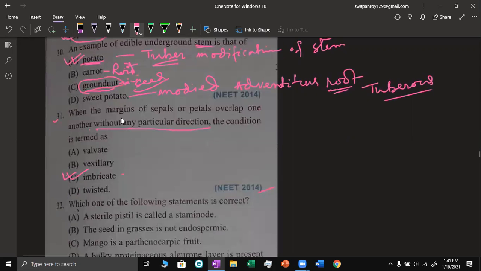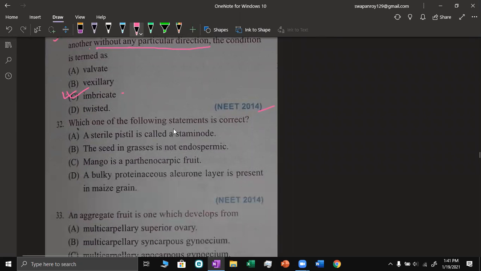Next, okay, this one has been clear. The next question: which of the following statements is correct? A sterile pistil is called a staminode. This is not correct, because a staminode is a sterile stamen, of the androecium. That one is a staminode.